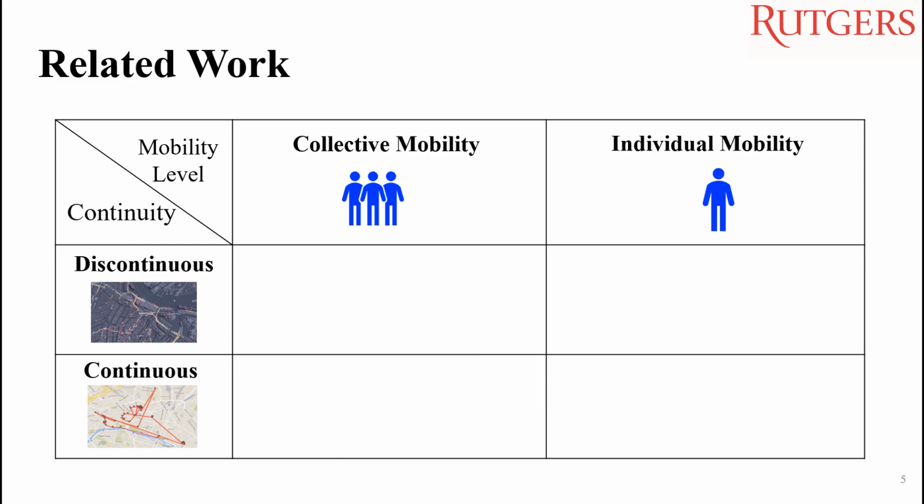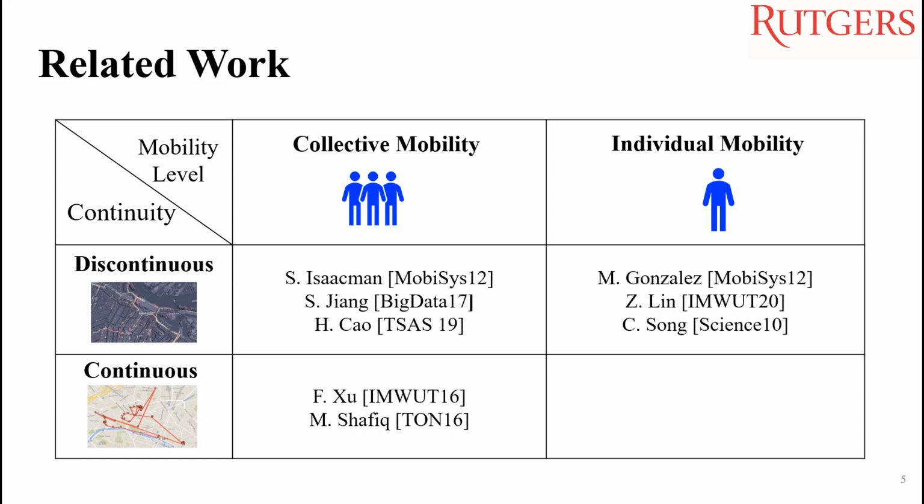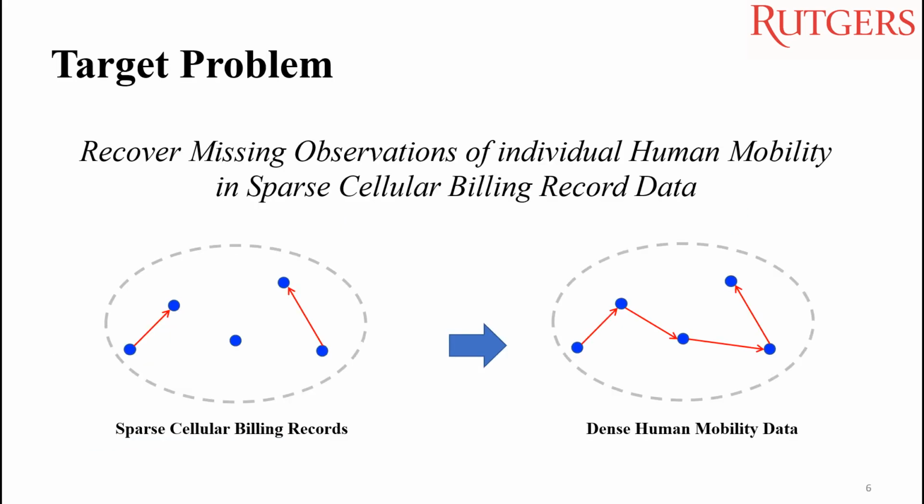Many works have been done on human mobility study on cellular billing data. So we can use a two-dimensional table, like here, to categorize all the works. One dimension is continuity, for achieving either continuous or discontinuous mobility. The other dimension is the level of mobility, collective or individual level mobility. After we fit all the works into this table, we find there is an empty space, which is a combination of continuous and individual level mobility. That's where we can uniquely position our work.